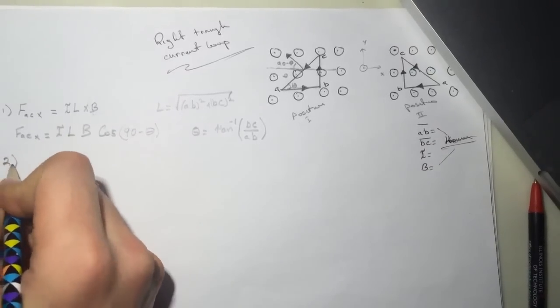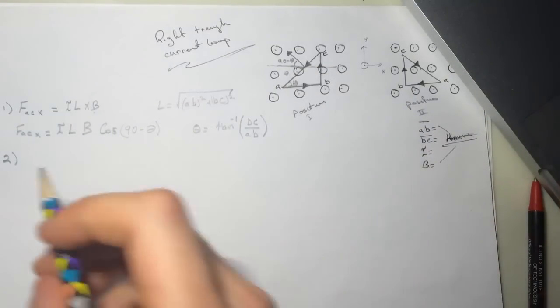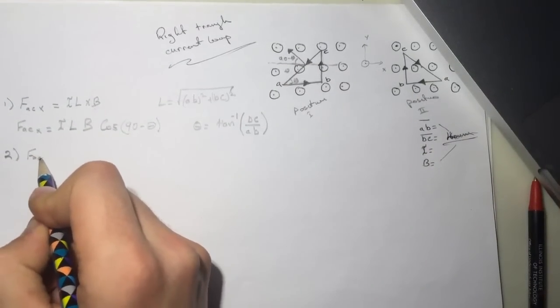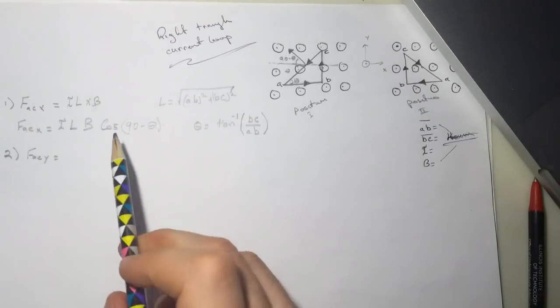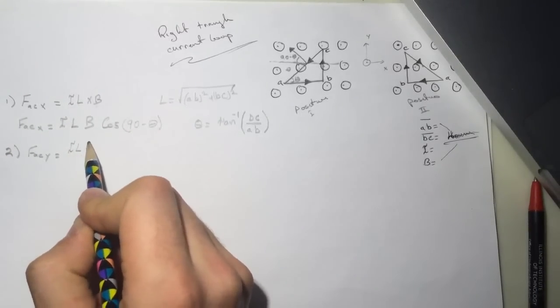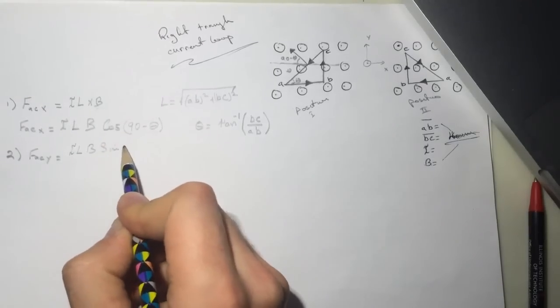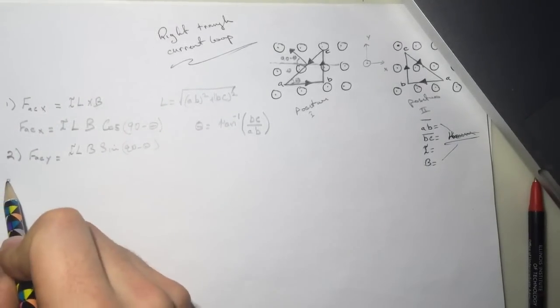Alright, so number 2 is asking what is FACY? They want the y component of this force. So it's the same thing, we just change this to sine. So it's ILB sine of 90 minus theta. Cool.